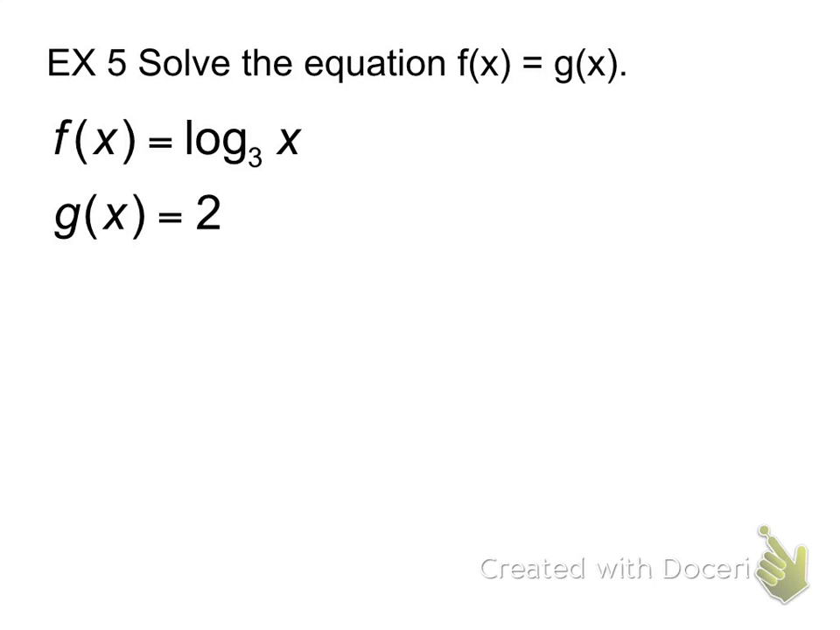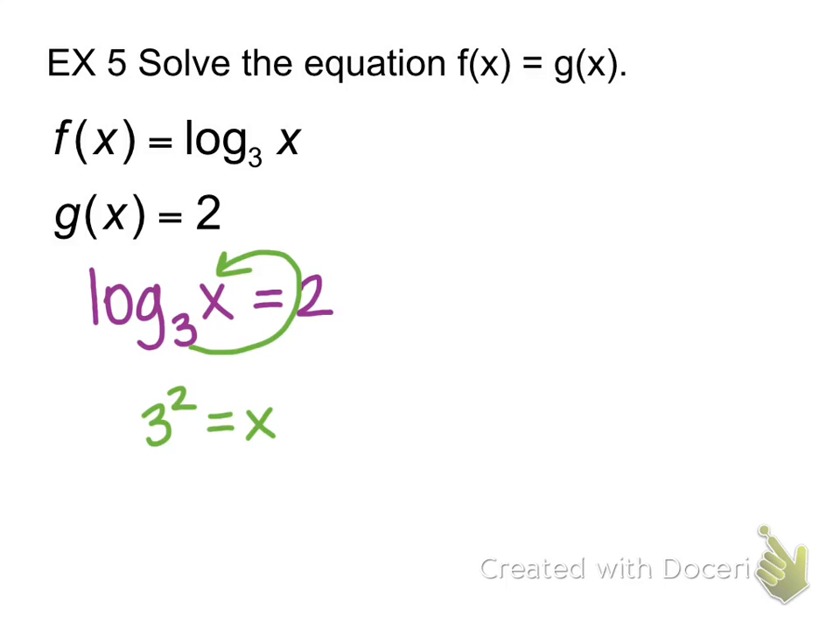Okay, number 5 wants us to solve the equation when f of x equals g of x. And we're given two different equations here. So I'm going to set these two equal to each other. Log base 3 of x equals 2. So this is going to be the same as the last problem. Anytime you have a log equals a number, you want to rewrite it in exponential notation. So you're going to use your loop-de-loop around, and we're going to write 3 to the second power equals x. And I know 3 to the second power is 9, so x equals 9.